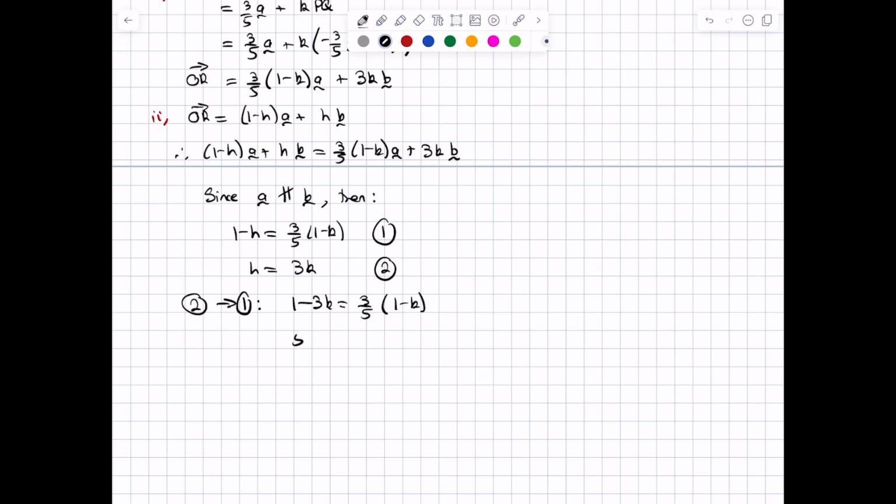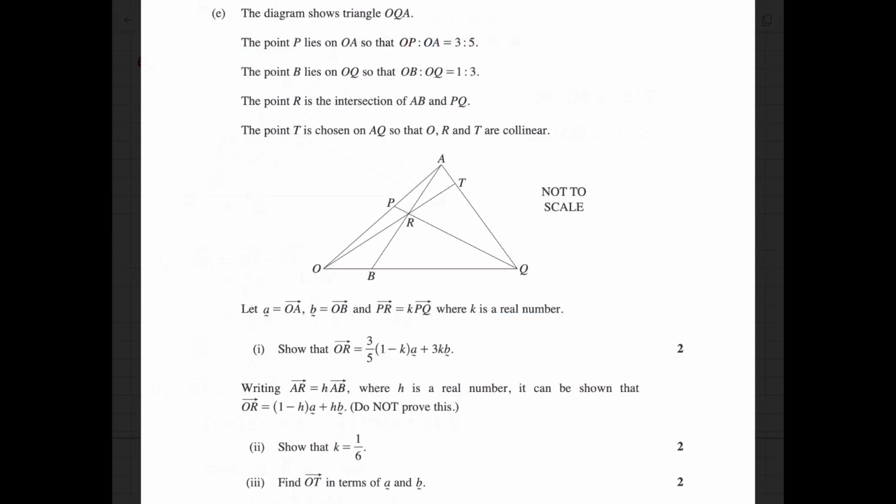So I'll multiply across by 5. Expand that bracket. Bring the K's to one side. We'll get 12K. And then K is equal to 2 on 12, which is 1 on 6. And that's part 2 done. Now part 3 says, find OT in terms of A and B.